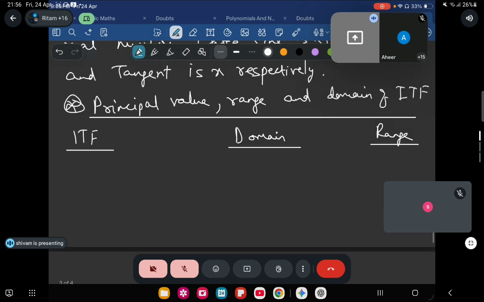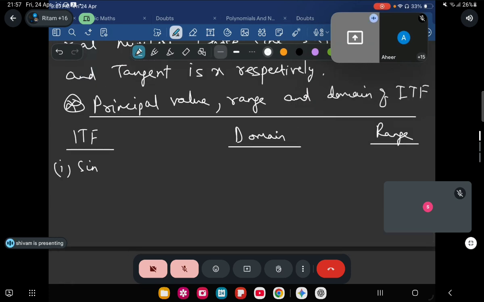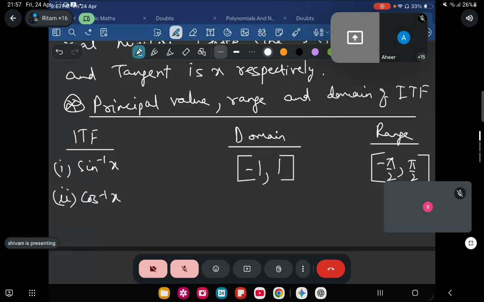So first of all, sine inverse x. Just now we have written it. The domain will be minus 1 to 1. And range will be minus pi by 2 to pi by 2. Okay, next. For cos inverse x, domain will be same, minus 1 to 1. Recall, the range of cos x will be minus 1 to 1. So the domain of cos inverse x will be minus 1 to 1.